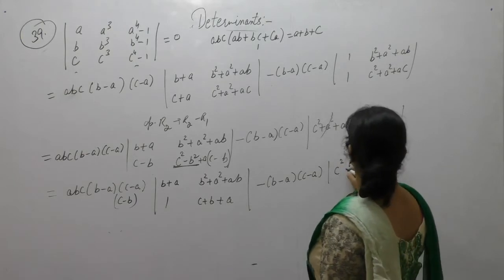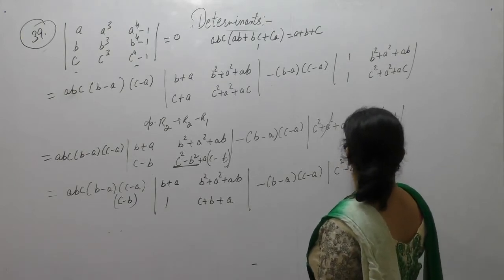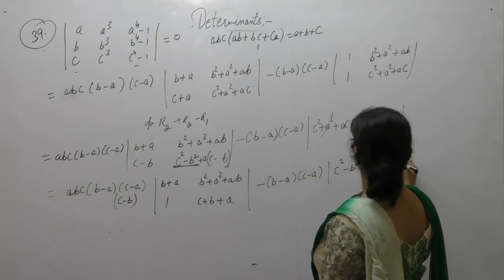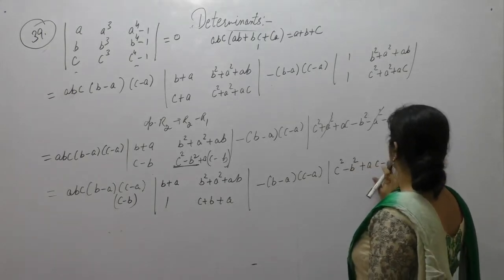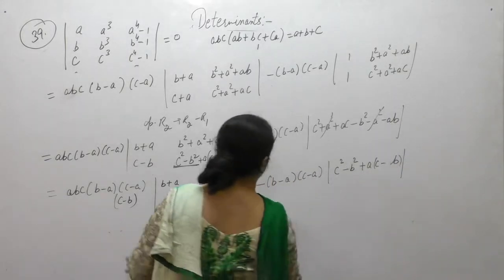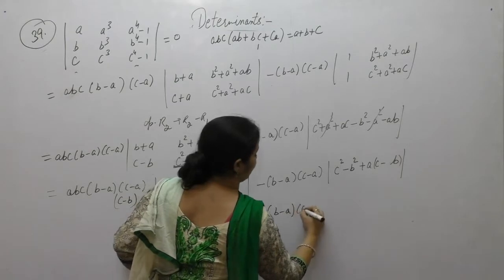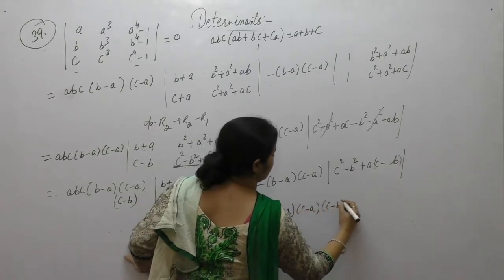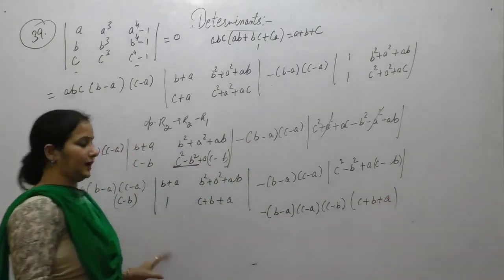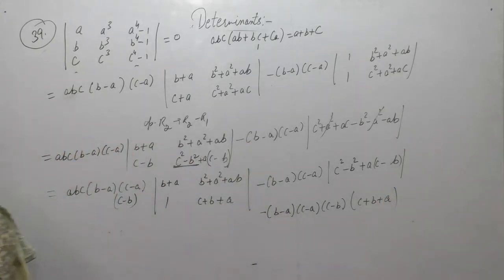C square minus B square plus AC minus AB. Take A common. So here we are left with C minus B. From here we can also take C minus B common. B minus A, C minus A. C minus B, C plus B plus A. And here solve it.